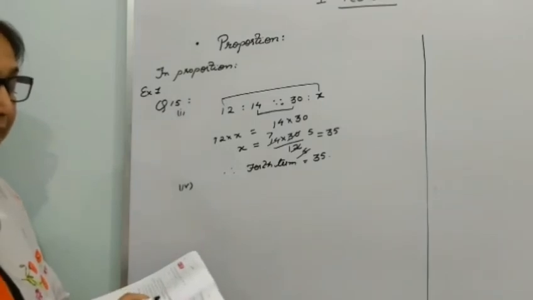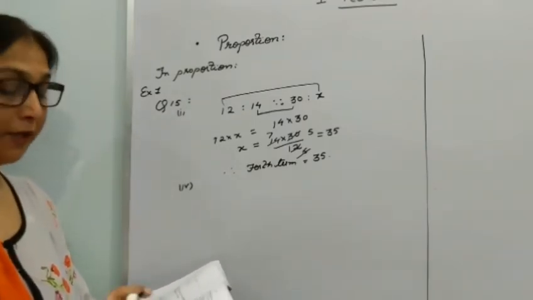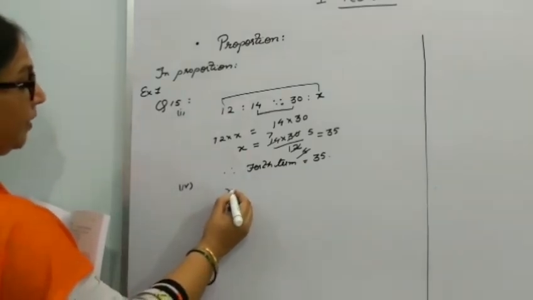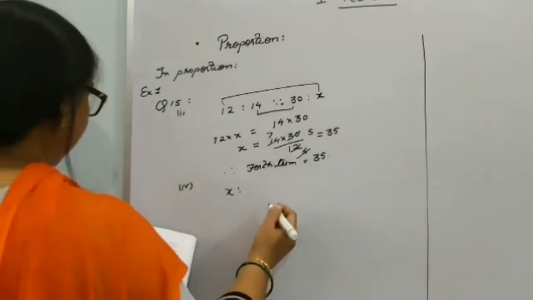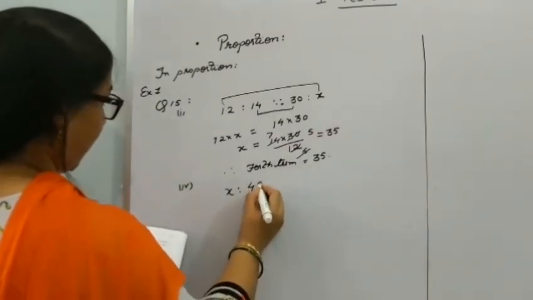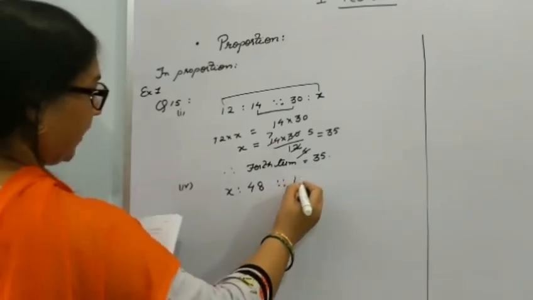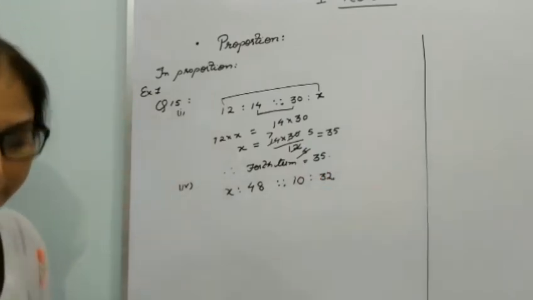One more example. The second, third and fourth terms are 48, 10 and 32 respectively. It means the first term is missing. So let us fill the first term with x, and the second, third and fourth terms are 48, 10 and 32. Arranged in proportion: x is to 48 as 10 is to 32.